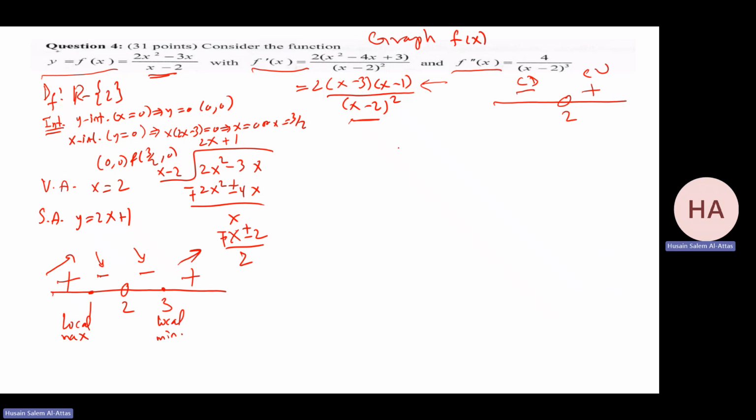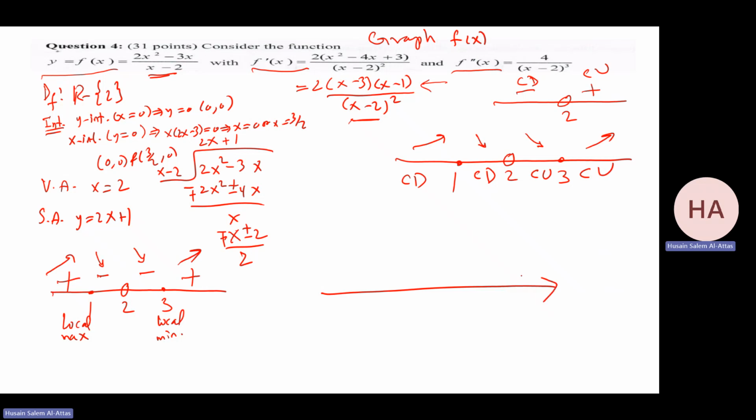Okay. If I put them in one line, I have the 2. I have this is 1, this is 3. This is increasing, decreasing, decreasing, increasing. This is concave down, concave down, concave up, concave up. Okay, let me graph the function then. Let us see what will happen if I graph the function.